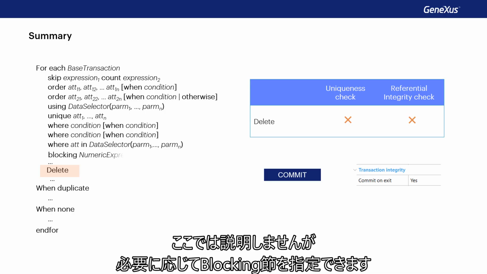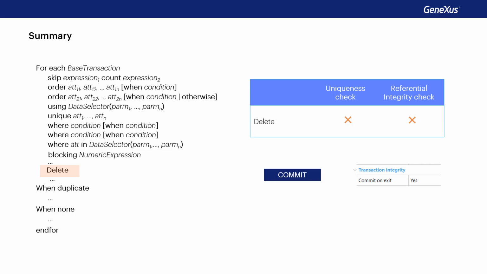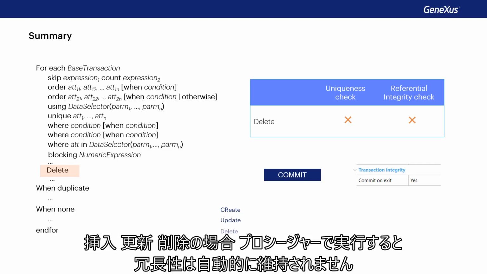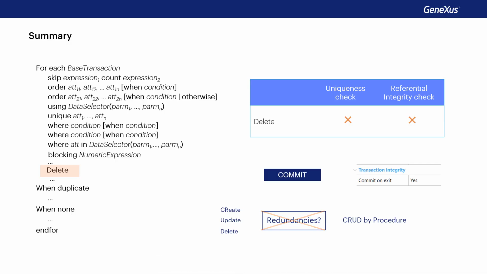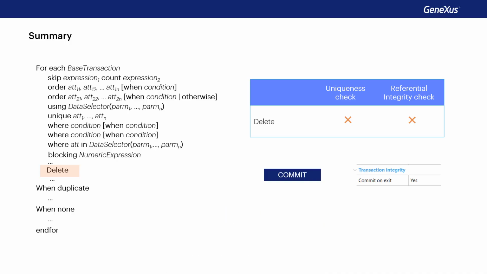We will not see it here, but optionally, you can specify a blocking clause, which allows you to make deletions in blocks instead of record by record. That is to say, it'll process records in blocks of n records to reduce the number of accesses and improve performance. For insertions, updates, and deletions, redundancies are not automatically maintained when done procedurally. This is the developer's responsibility to do so. We suggest visiting our wiki for more information.